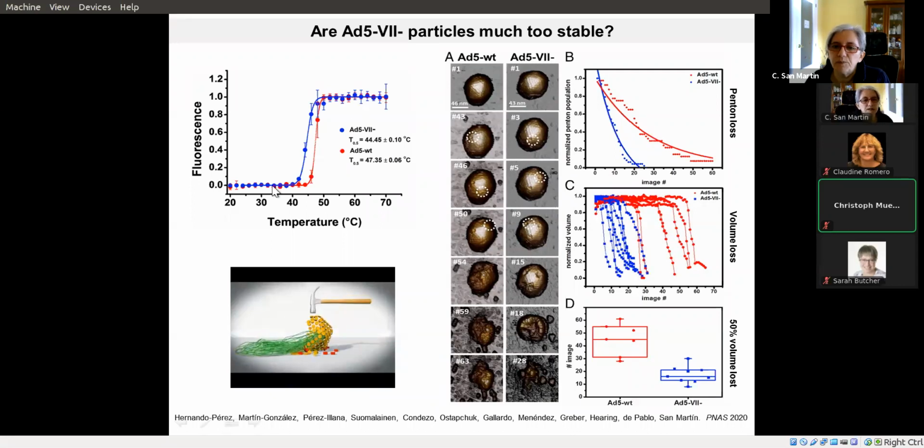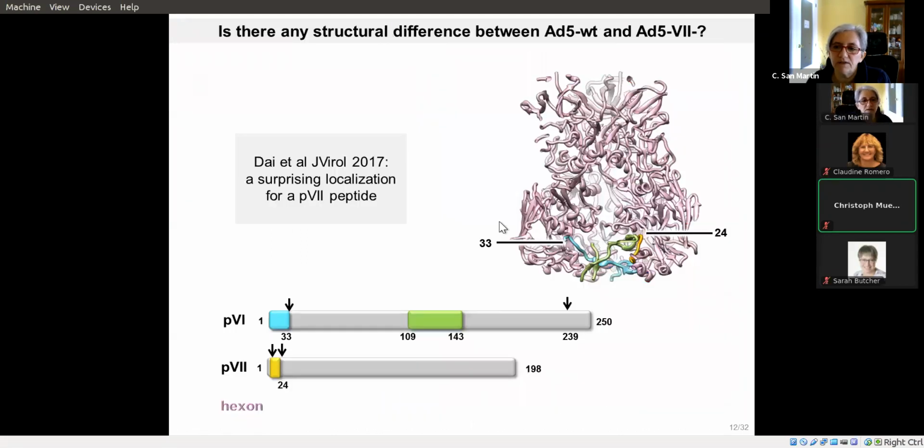And what these experiments told us is that the 7- particles are not much too stable. On the contrary, they are unstable. They open up at lower temperatures to expose their genome. They release pentons much faster, and they crumble down much faster than the wild-type particle. So the particle seems to be uncoating correctly, losing pentons and all that. So why is the lytic peptide not released? So here is when we started looking at the structure.